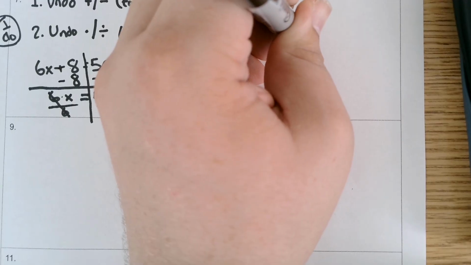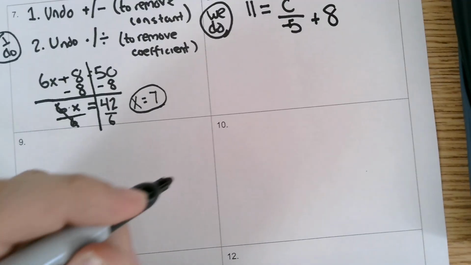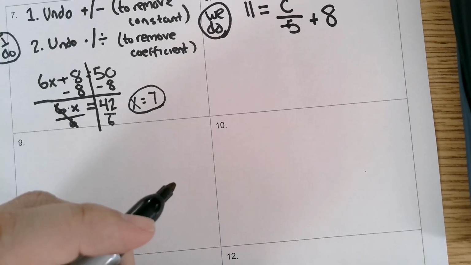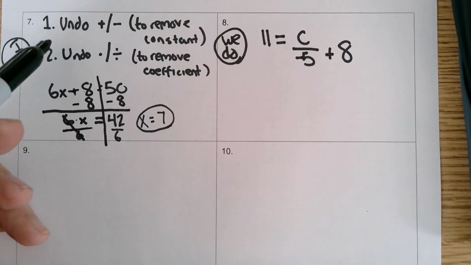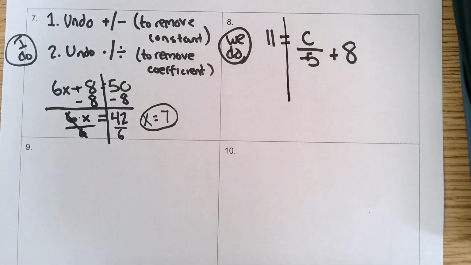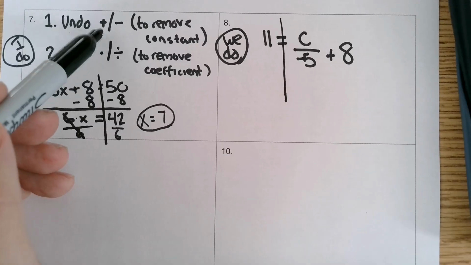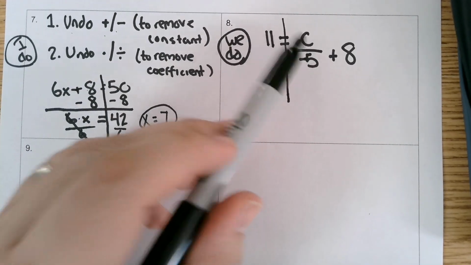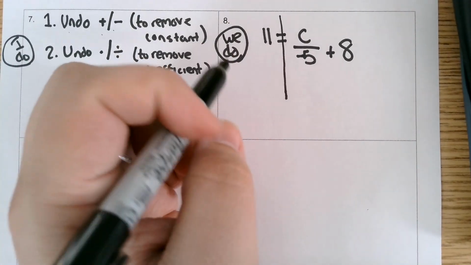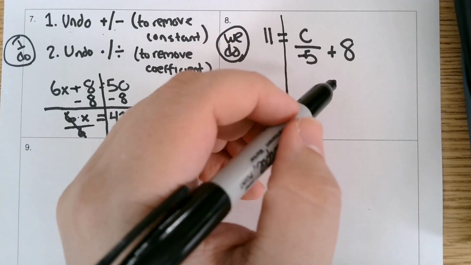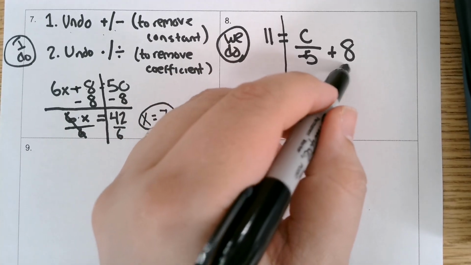All right, next box. This is we do 11 equals c divided by negative 5 plus 8. Okay, so we're still going to follow our order. Step 1, you want to draw the fence. Step 1, undo addition and subtraction, remove the constant. We're trying to get c by itself. Our constant, not attached to the variable in any way, shape, or form, is 8. So we're going to do that by using the inverse operation of addition, which is subtraction.